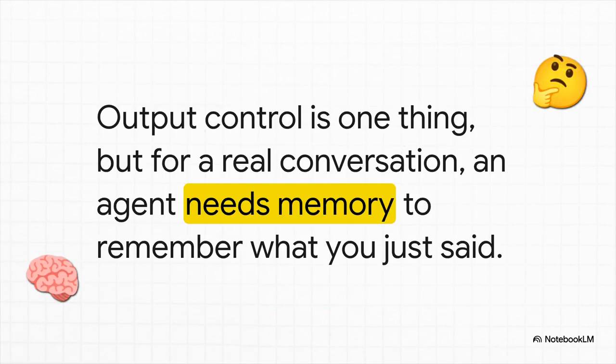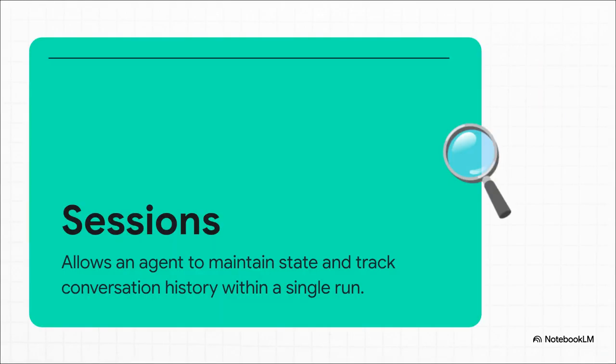All right, so we've got the output under control, that's a huge step. But what about remembering things? I mean, a real conversation isn't just a one-off response. An agent needs a memory, right? It can't just forget everything you just said. This is where ADK's sessions come in. Think of this as the agent's short-term memory. It's like a little notepad. It keeps track of your chat, letting it track the conversation, remember what you're talking about, and actually give you a response that makes sense in context.